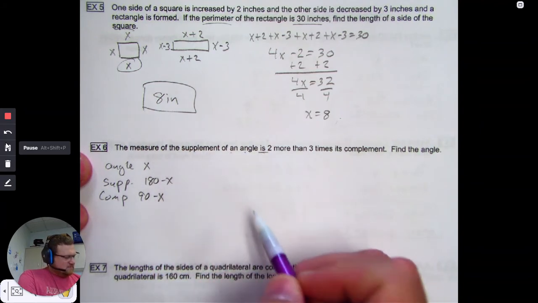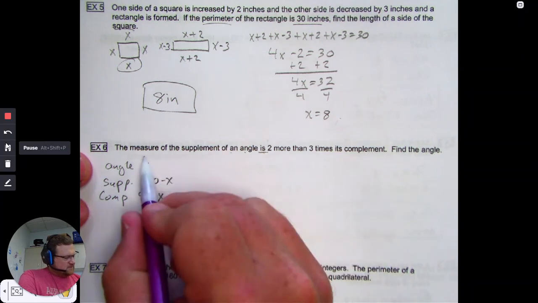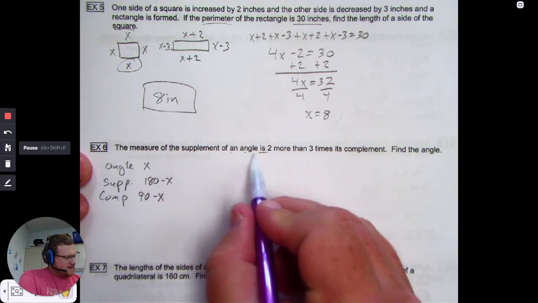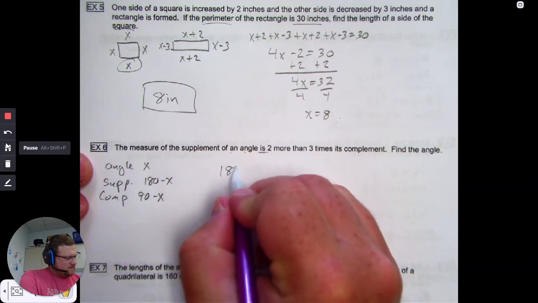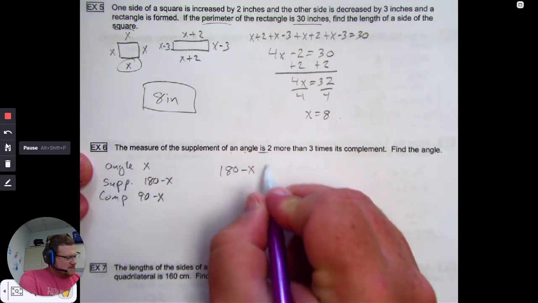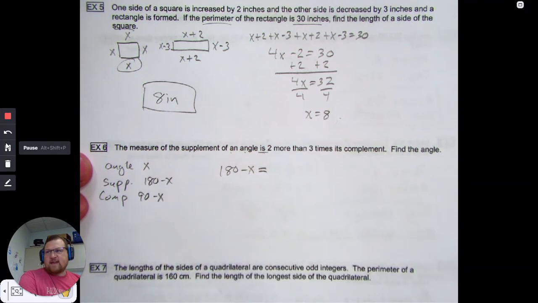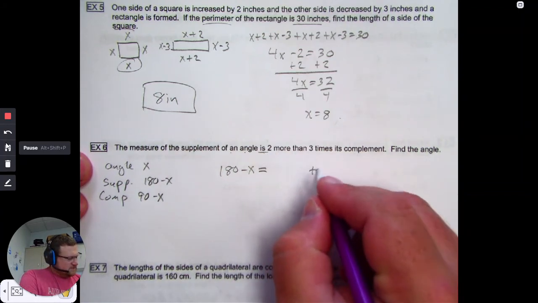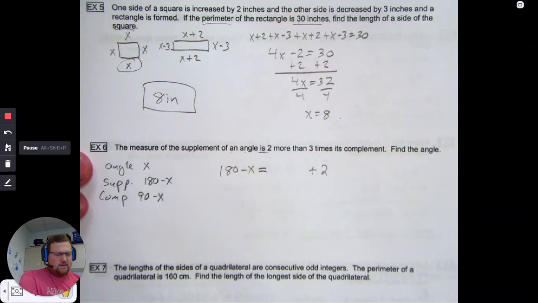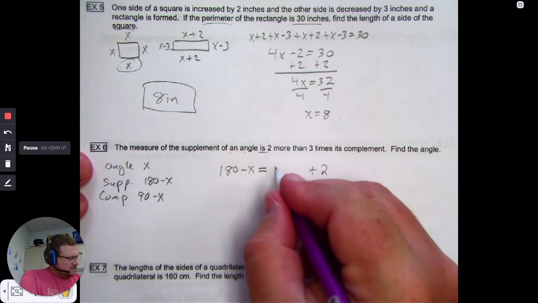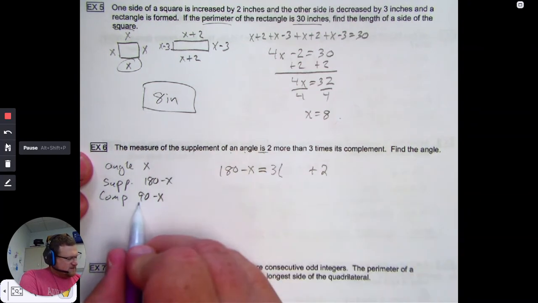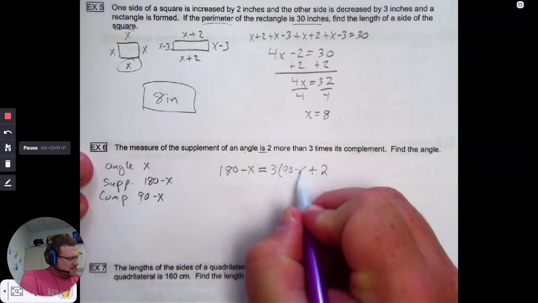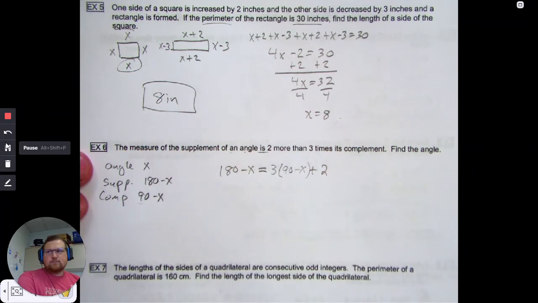So it says the measure of the supplement of an angle is. So that is going to be our equals. The supplement of our angle is 180 minus x. The word "is" is always going to be that equals. And then it's 2 more, so we always said we just add the 2 at the end. Then 3 times the complement, so 3 times our complement of 90 minus x.